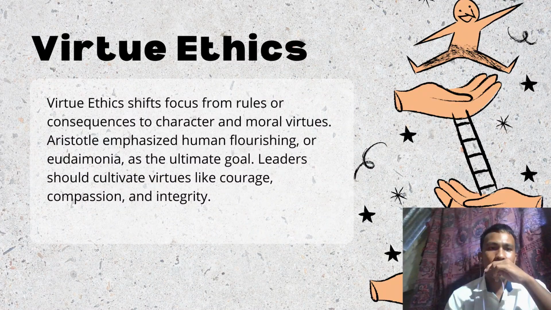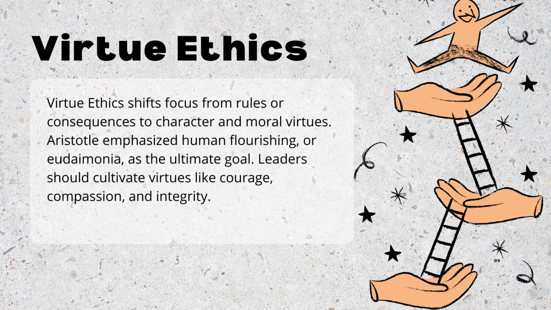Virtue ethics shifts focus from rules or consequences to character and moral virtues. Aristotle emphasized human flourishing, or eudaimonia, as the ultimate goal. Leaders should cultivate virtues like courage, compassion, and integrity. Virtue ethics focuses on the character side of the person, not just the rules or results. Aristotle said that the goal of life is human flourishing, or living well by practicing moral virtues like courage, honesty, compassion, and integrity. An example in the Philippines can be seen in leaders and community members who act bravely and help others during disasters.